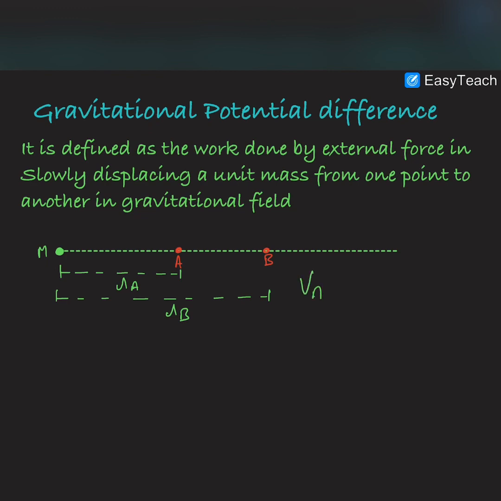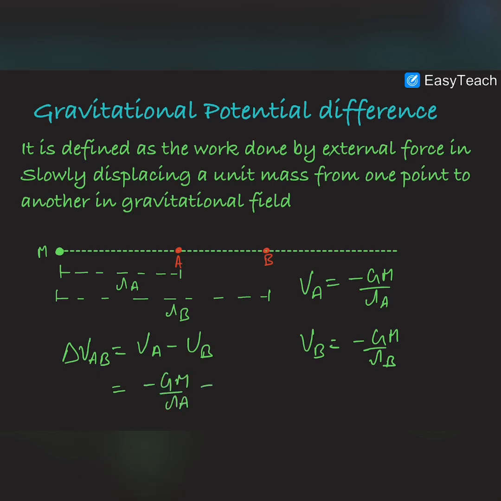So we know that the potential of A is equal to minus GM by Ra, while the potential of B is equal to minus GM by Rb. So the potential difference of A and B is Va minus Vb, which is equal to minus GM by Ra plus GM by Rb. So this is GM times 1 upon Rb minus 1 upon Ra. So this is the potential difference between any 2 points.